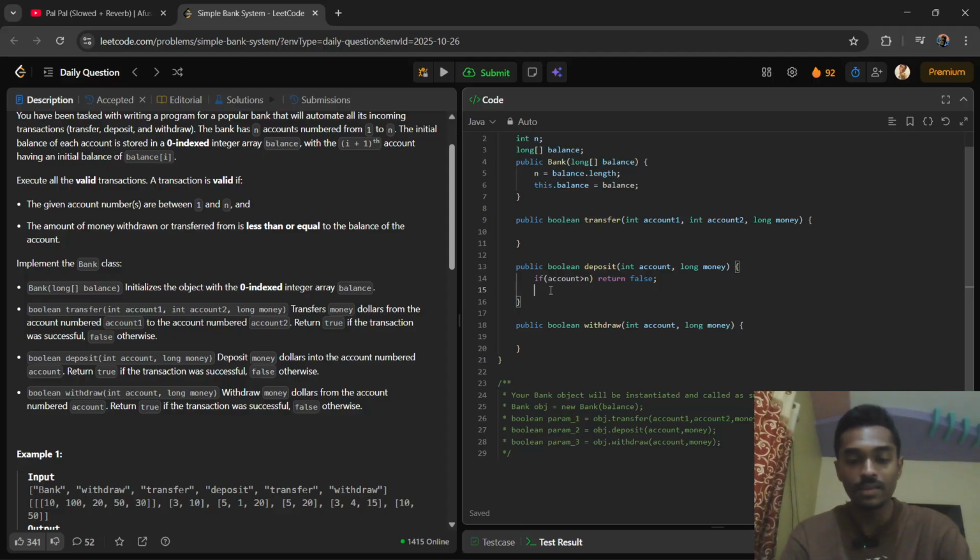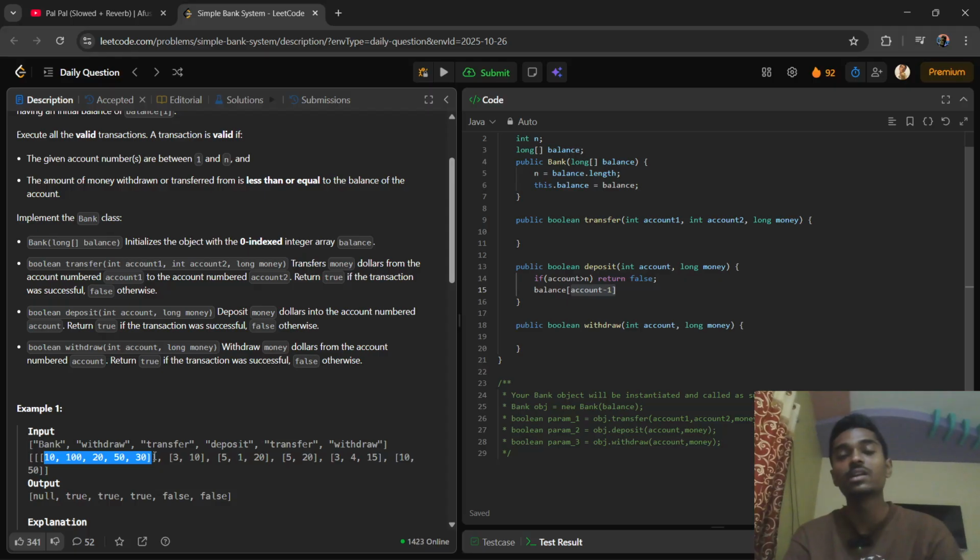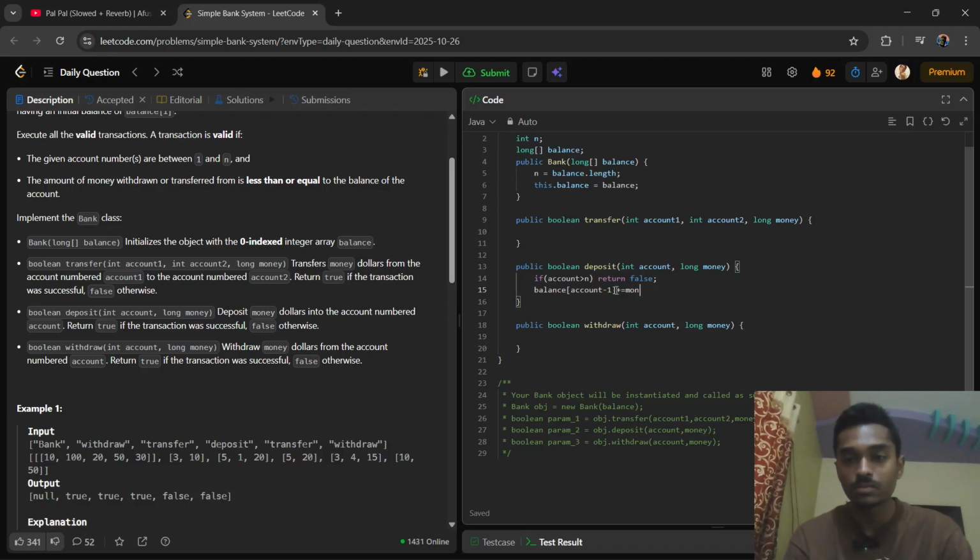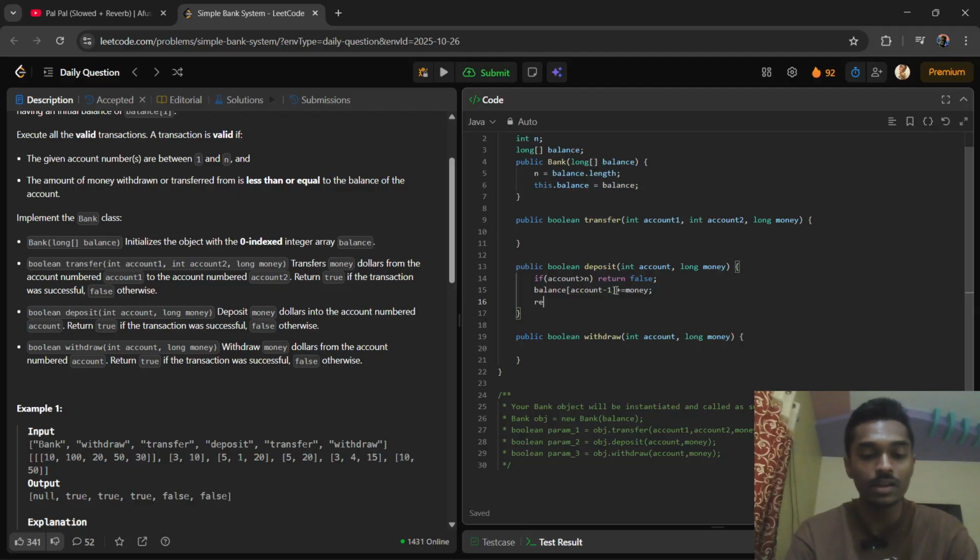After that we can go into our balance array at account minus 1. Why am I doing minus 1? Because this is a 0-based indexing array, and we consider 0 as the first customer. The first customer's initial balance is stored at the 0th index, so the third account is stored at the second index. So we simply subtract 1. After that we simply do plus equal to money, and then return true. The easiest function is deposit.